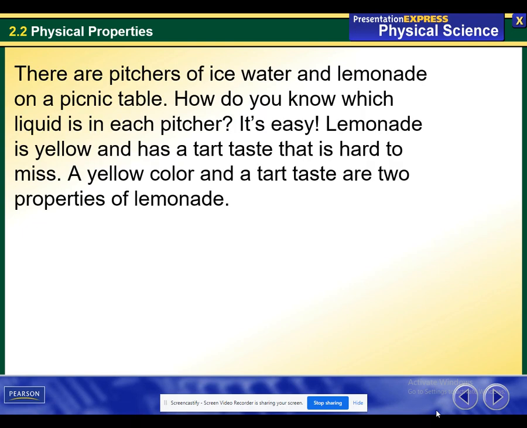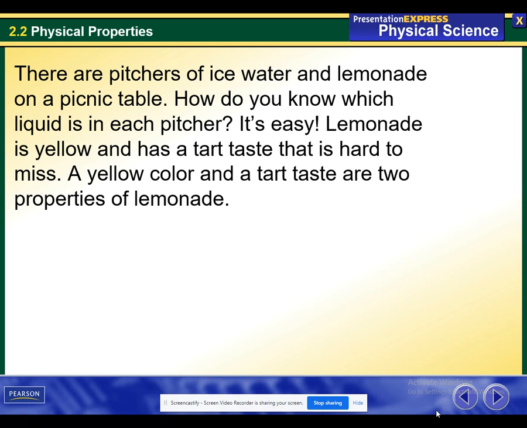There's a scenario, and the scenario is there are pitchers of ice water and lemonade on a picnic table. So how do I know which one is the water and which one's the lemonade? And you might say, Miss Chastine, that's easy. Lemonade's going to be the yellow one, and if I were to drink it, it's going to have a taste. It might be a tart taste. If you add a lot of sugar, it might be a sweet taste. And you're going to be like, that's easy.